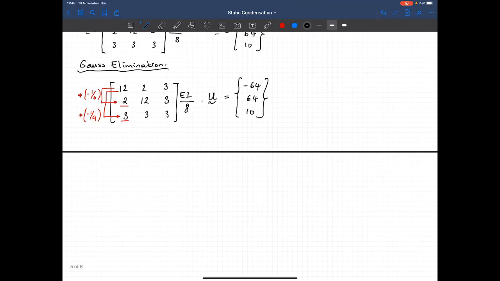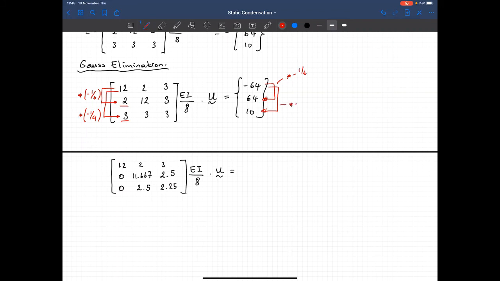So when you do the first step, my matrix looks like this: 12, 2, 3, 0, 11.667, 2.5, 0, 2.5, and 2.25 multiplied by EI over 8 times U. I should do the same thing to this force vector. And our final force vector will be as follows: minus 64, 74.667, and I got 26 here.